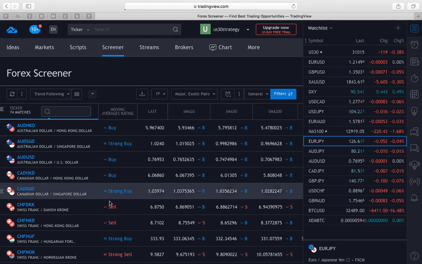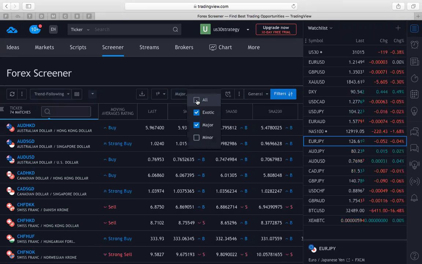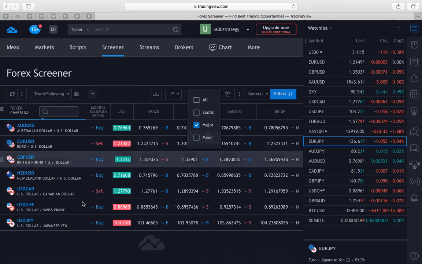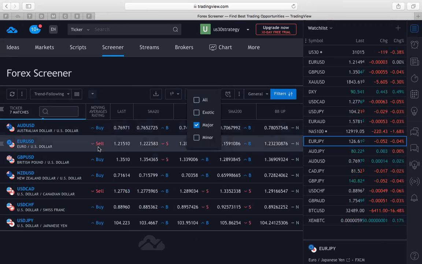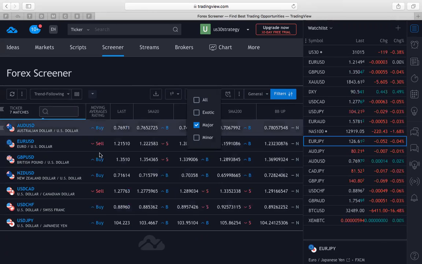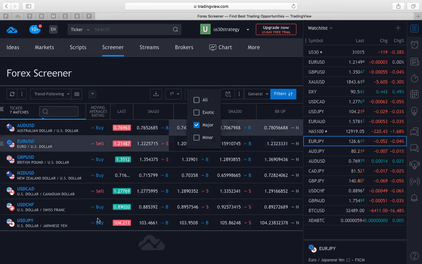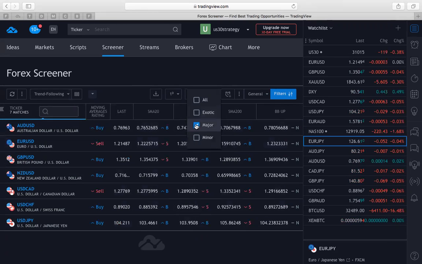You can see CAD. If you want the major pairs, you could just select major. So you can see them. You can see EUR USD, AUD, just buy, sell, buy, sell. There's no strong buy or strong sell for any of these. So you could try the exotic pairs. You're looking for strong buy, strong sell.